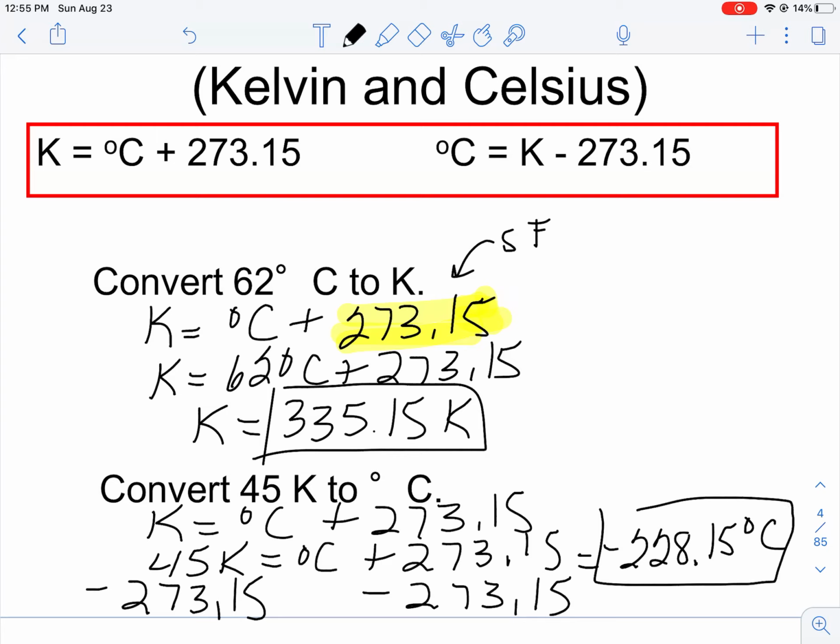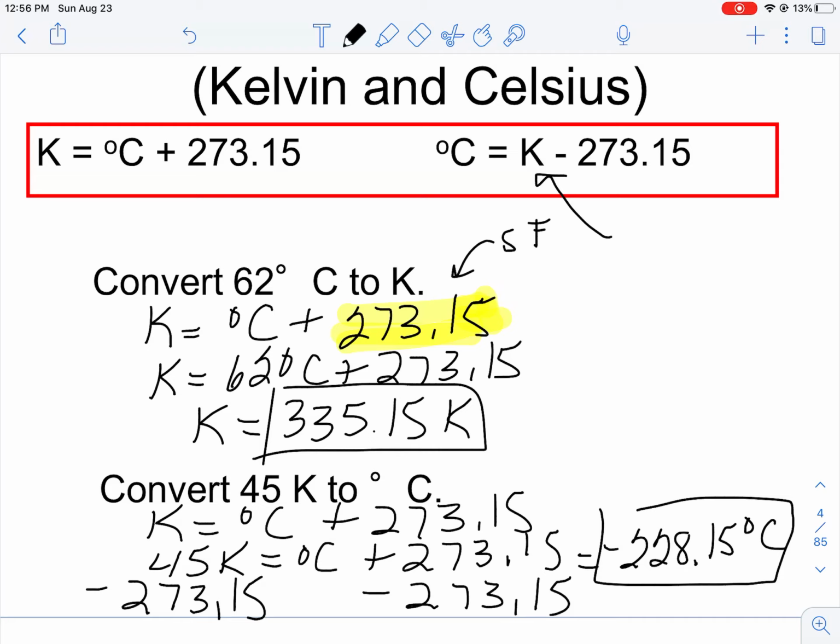So you can see on this formula that we can have negative degrees for Celsius, but the Kelvin scale only goes down to 0. So 0 Kelvin is known as absolute zero, and that is the coldest temperature possible.